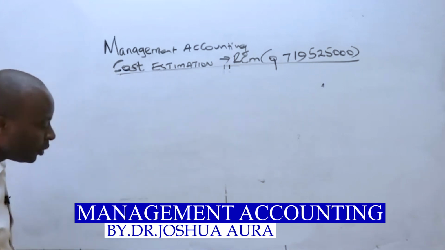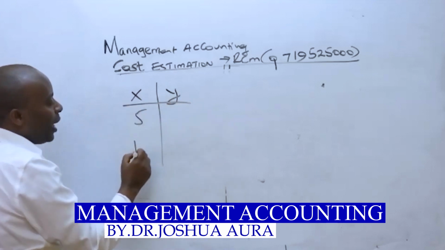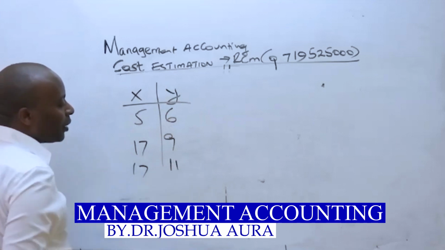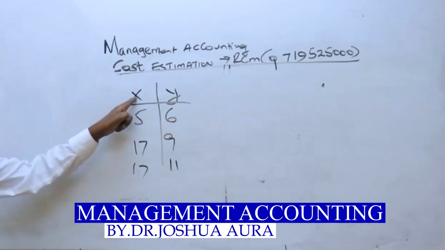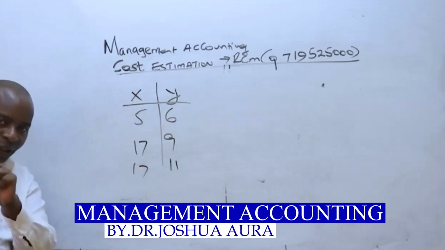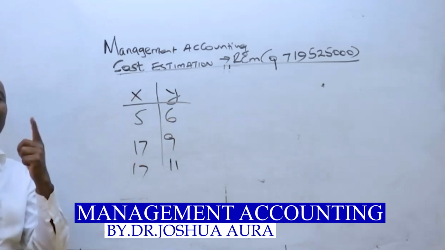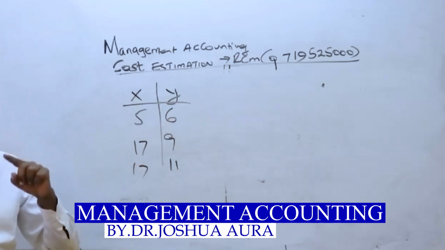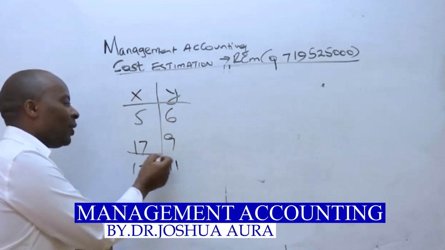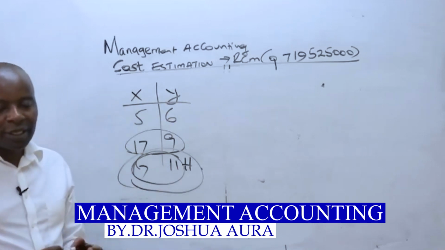So if, for example, they were to give you something like this, X and Y, we have here, for example, 5, 17, 17, 6, 9, and maybe 11. When you are looking for the highest X value, you'll see 17 is the highest and there are two of them. Please note this. But now because you're looking for the highest, this has to be the highest of them all, the highest of the highest. So in this case, it can't be 17 with 9. It will be 17 with 11. That is the highest of the highest.